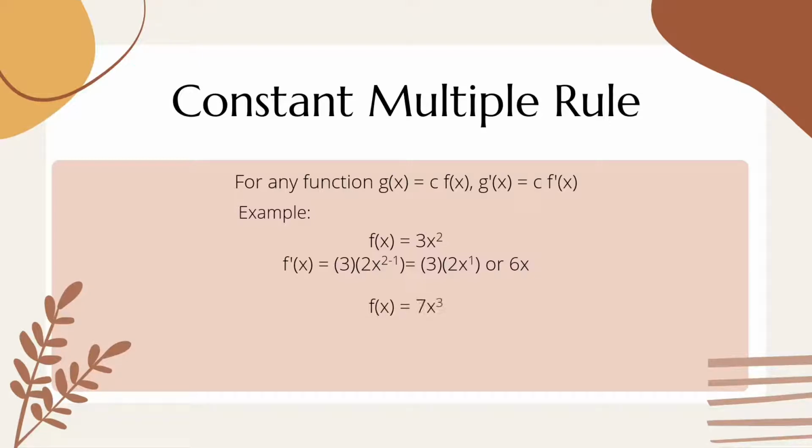Another example, f of x equals 7x cubed. To get its derivative, we set aside the constant 7, then derive the variable x cubed. That would give us 7 times 3x raised to 3 minus 1. Then we simplify. We'll get 7 times 3x squared, or 21x squared. Let's move on.